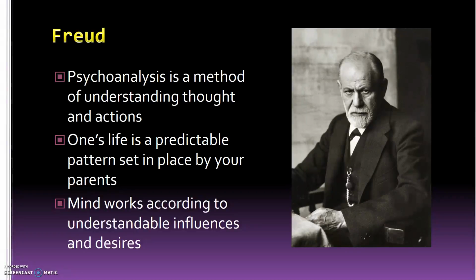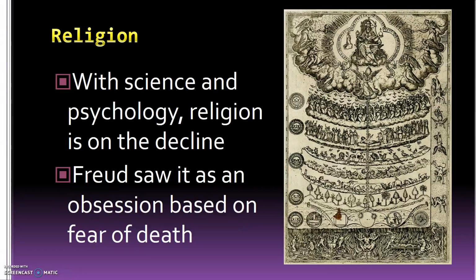The mind is something that can be understood. It has understandable influences. It has understandable desires. And people's actions are results of those understandable influences and understandable desires. It's no longer angels speaking into our ear or devils speaking into our ear that make us behave a certain way, but the mind itself, and we can understand that. The other thing to take note of, and this comes in with the rise of science, the rise of psychology, the rise of determinism, is that religion is on the decline. And World War I had a factor in that as well.